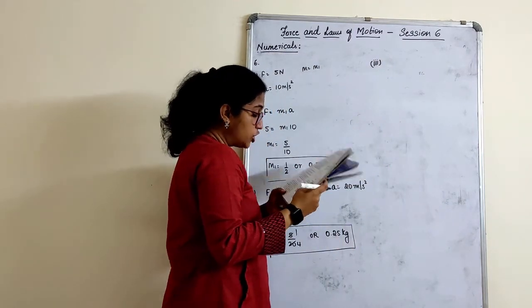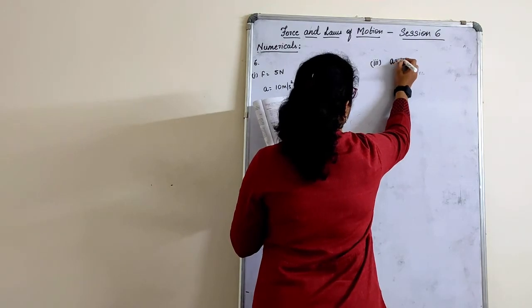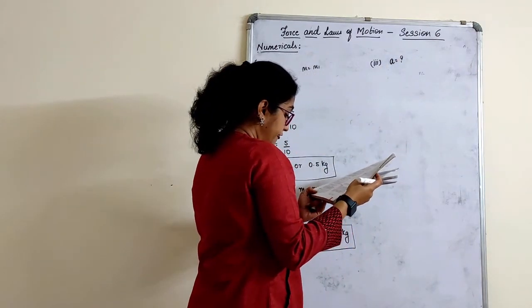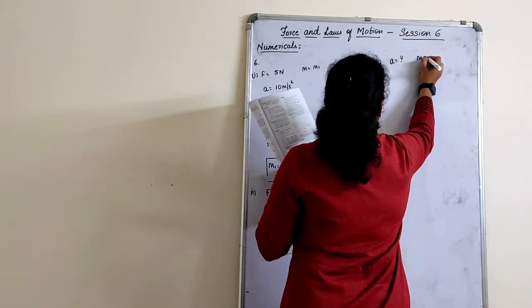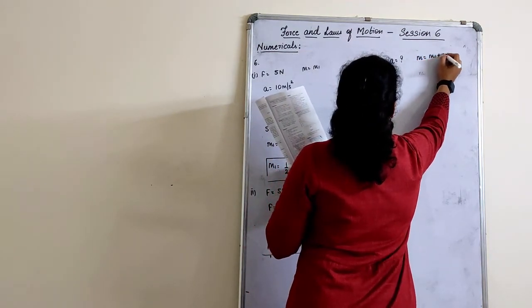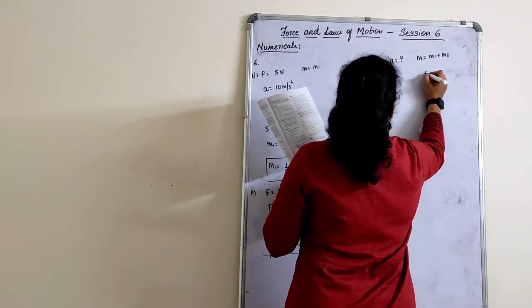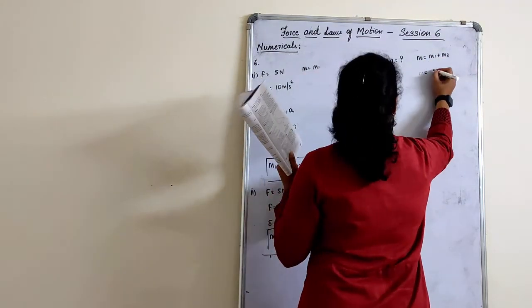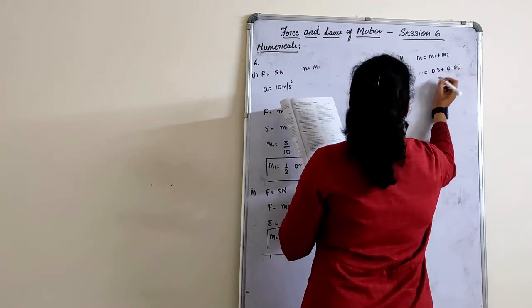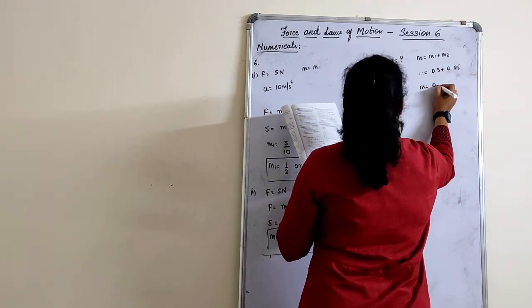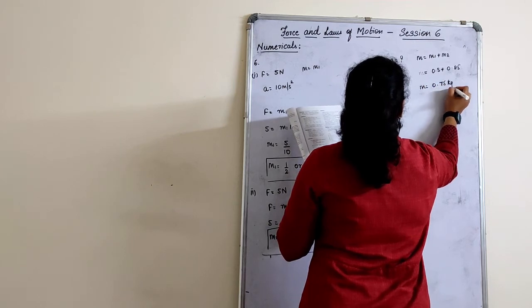What acceleration would it give if both the masses were tied together? So mass is equal to here m1 plus m2, which is nothing but 0.5 plus 0.25. So mass is equal to 0.75 kg.